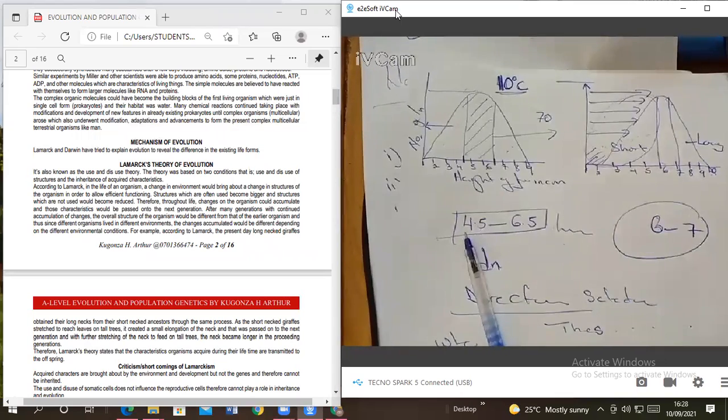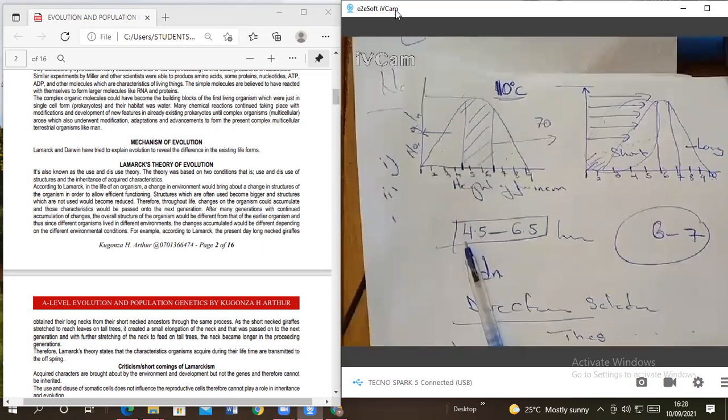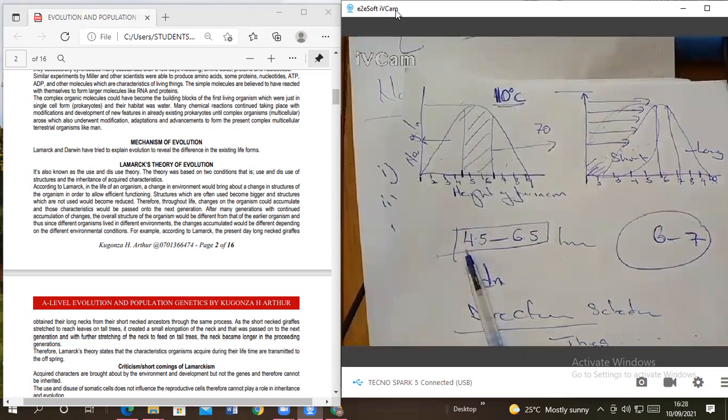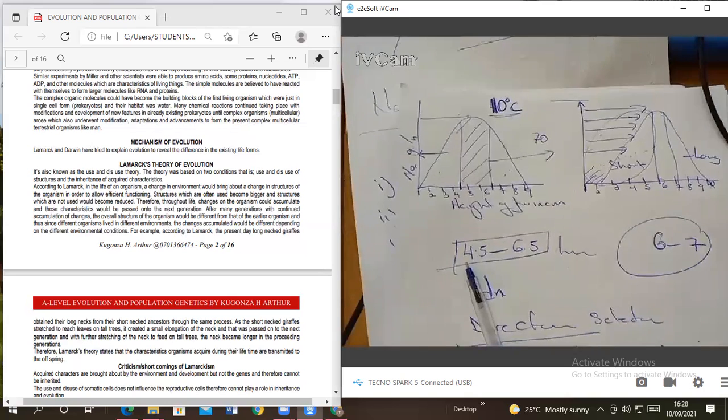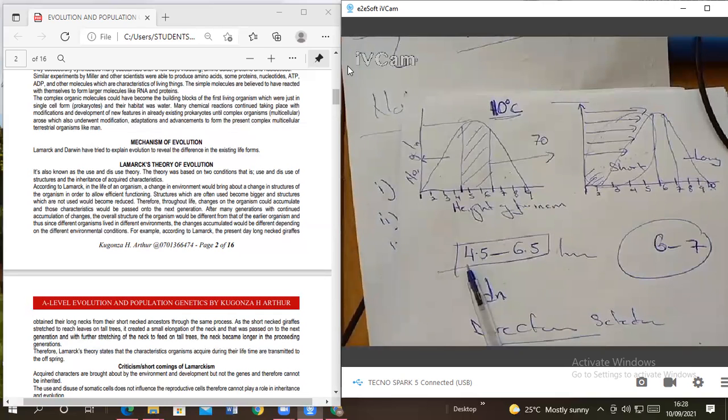Who has not understood directional selection pressure, to ask? Hello? I'm asking a question. Who has not understood what we refer to as selection pressure?